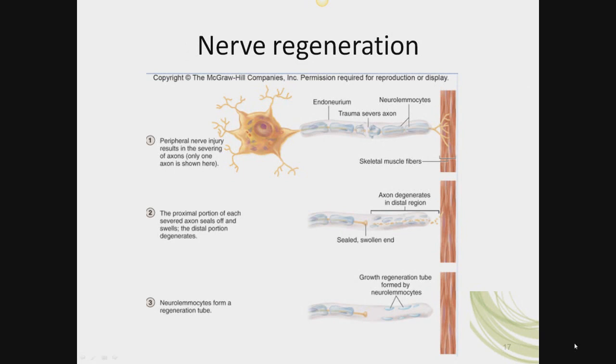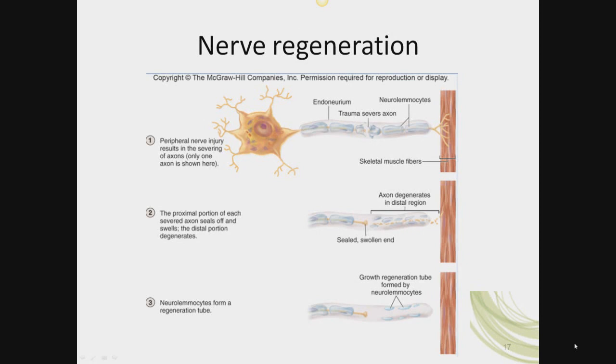The success of the PNS axon regeneration depends upon two factors. 1, the amount of damage, and 2, the distance between the site of the damaged axon and the structure it innervates or terminates on. The possibility of repair is decreased with an increase in either of these two factors. That means if the damage is extensive and the distance between the damaged axon and the structure it innervates is too great, then it's not very likely that the regeneration will occur.